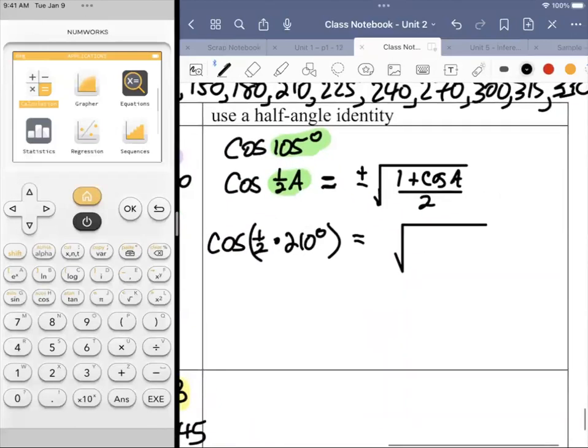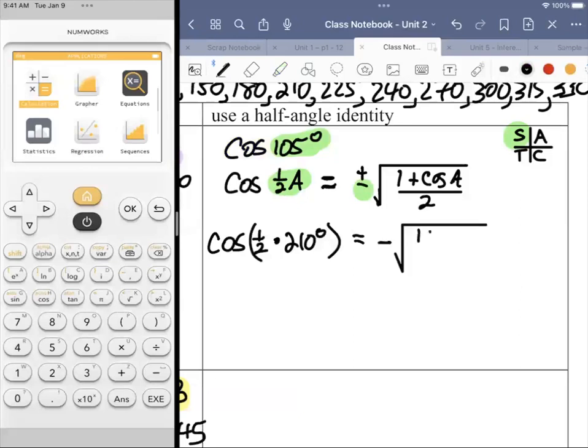But here we reference ASTC. We look at the original angle. The original angle was 105. 105 would plot in this quadrant where only sine is positive. We're looking at a cosine function in the second quadrant, which means the result must be negative. So we would essentially just drop the positive and go with the negative.